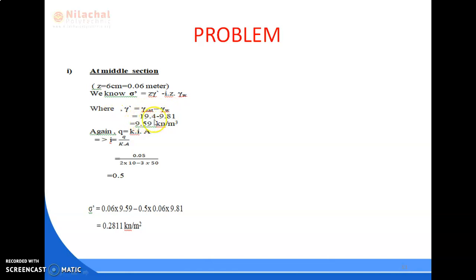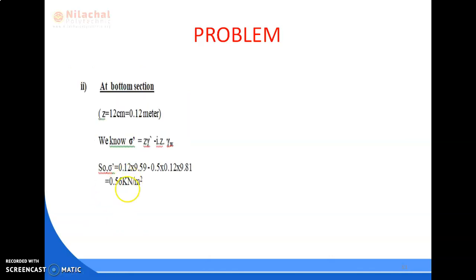So 19.4 minus 9.81 equal to 9.59 kilonewton per meter cube. Again we know the formula Q equal to KIA. From that we calculate I equal to Q by KA. So 0.05 by 2 into 10 to the power minus 3 into 50. So this KA is 2 into 10 to the power minus 3 into 50, this is equal to 0.5. So finally sigma dash, we put all the values, our answer is 0.2811 kilonewton per meter square.